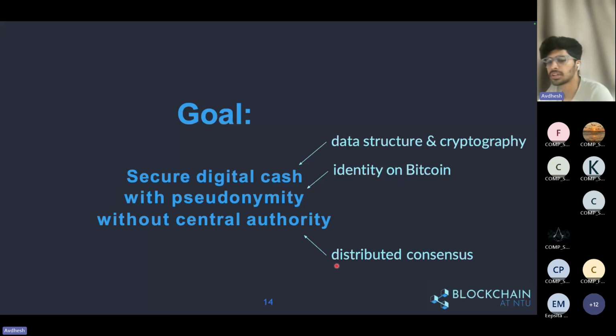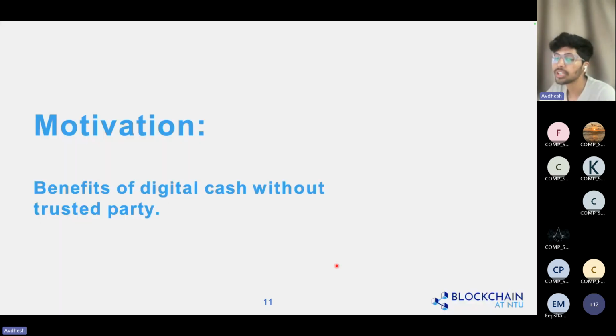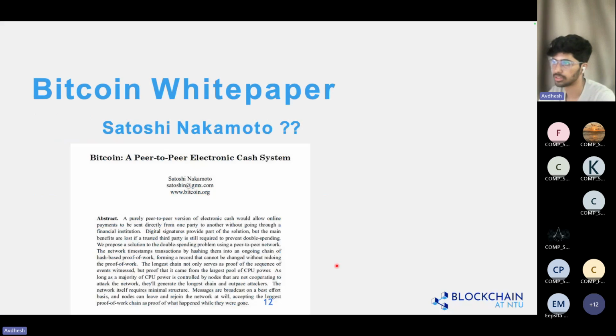Before this, I want to clear a myth that Bitcoin was not the first blockchain. The concept of blockchain actually came in the late 1980s, where it was called timestamps. And timestamps was to generally have anything on the internet timestamped.